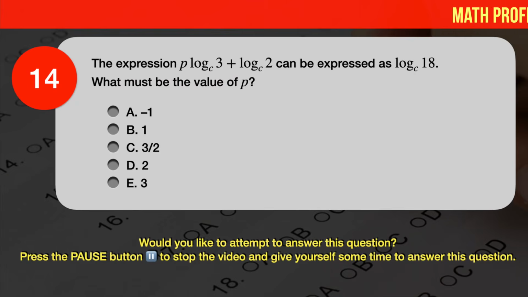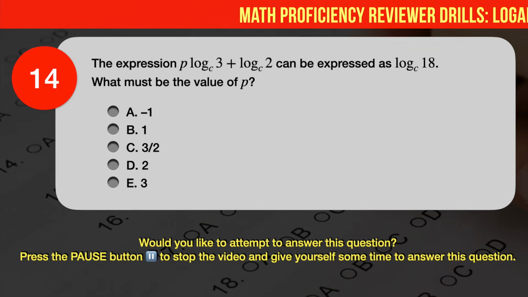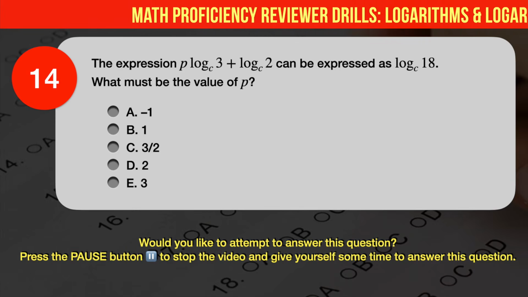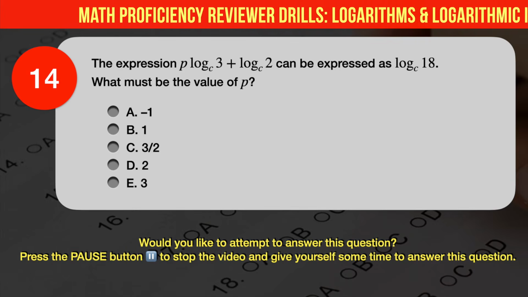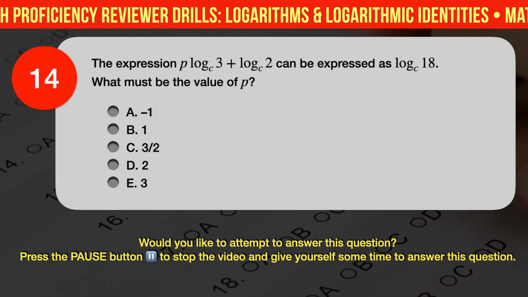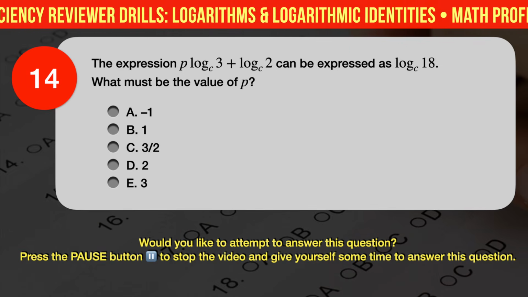Drill question number 14. The expression p times logarithm base c of 3 plus logarithm base c of 2 can be expressed as logarithm base c of 18. What must be the value of p? A. Minus 1. B. 1. C. 3/2. D. 2. E. 3.